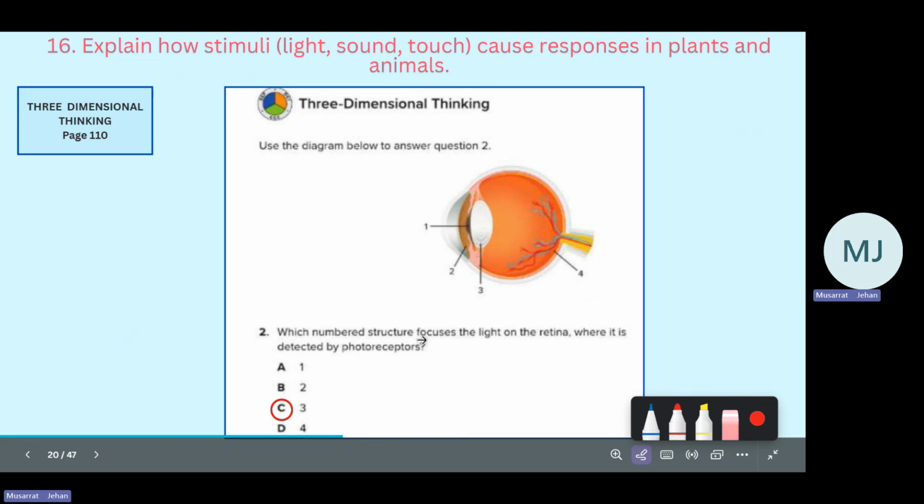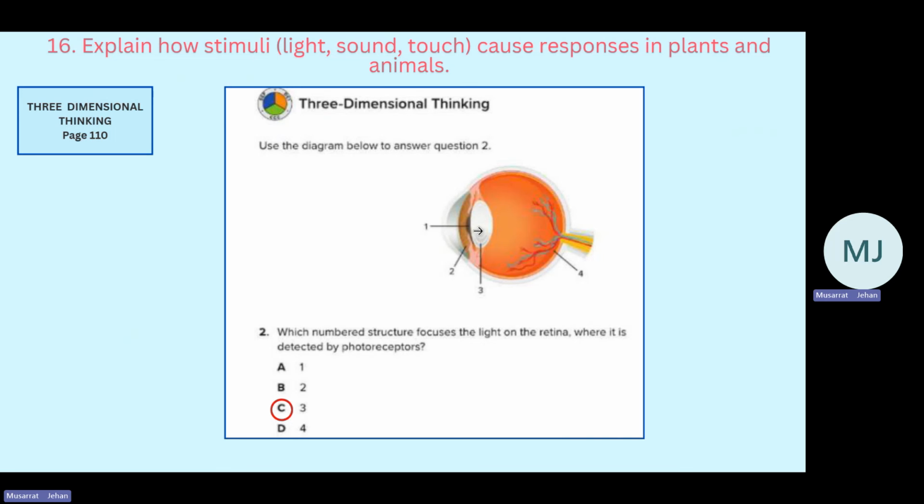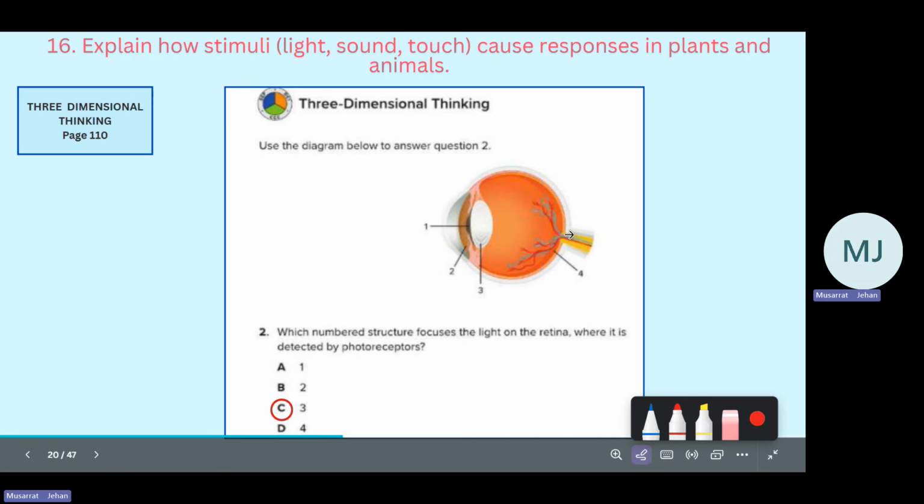Which numbered structure focuses the light on the retina? So light is being focused by the lens. This is question number 3.